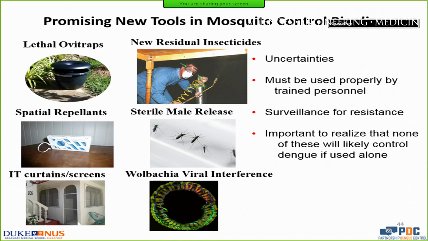So some of the new techniques that have become available in the last couple decades are some very nice, inexpensive, low-tech lethal ovitraps that attract Aedes aegypti females when they're gravid and they land on a sticky surface or are exposed to a lethal insecticide. There are spatial repellents, even impregnated curtains in places where people don't want to screen their windows because it limits ventilation. These curtains can repel mosquitoes from entering homes. Newer residual insecticides can also be applied inside homes.